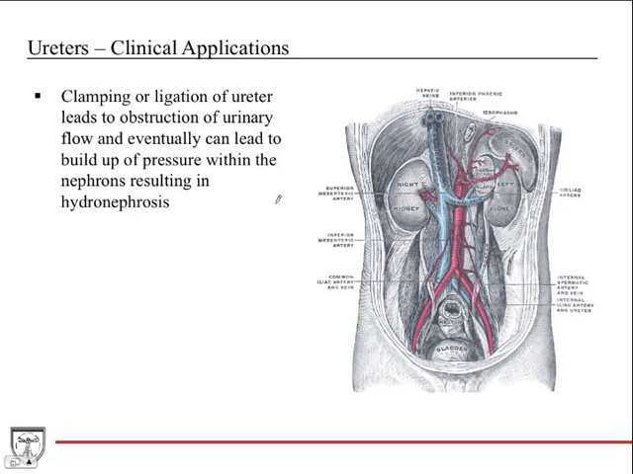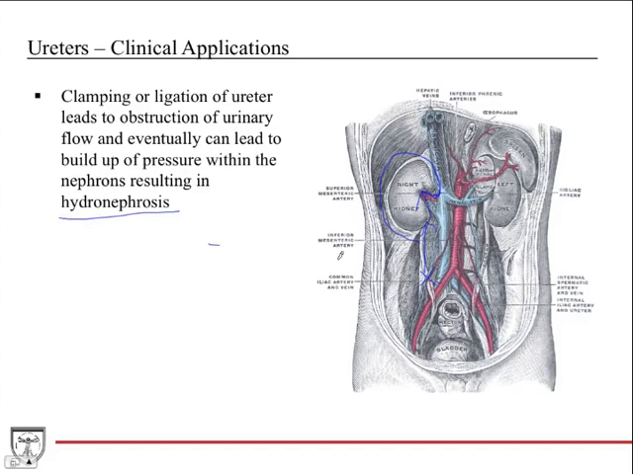Again, clamping or ligation of the ureter, especially when we're talking about gynecological surgeries on the ovary or on the uterus. The gynecological surgeons are always extremely careful to isolate and protect the ureter. The reason is if you block this ureter, if you ligate it here, say, the pressure is going to keep building up and go all the way back up into the kidney. The kidney develops an abnormally high amount of pressure, and then it swells. This is what's called hydronephrosis. This can be detrimental to the kidney and lead to acute renal failure, which is a very serious condition and needs to be treated emergently.